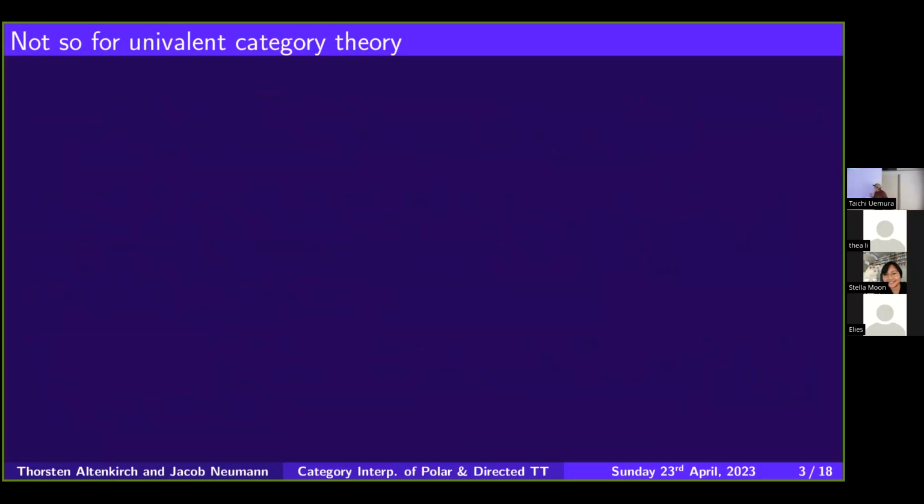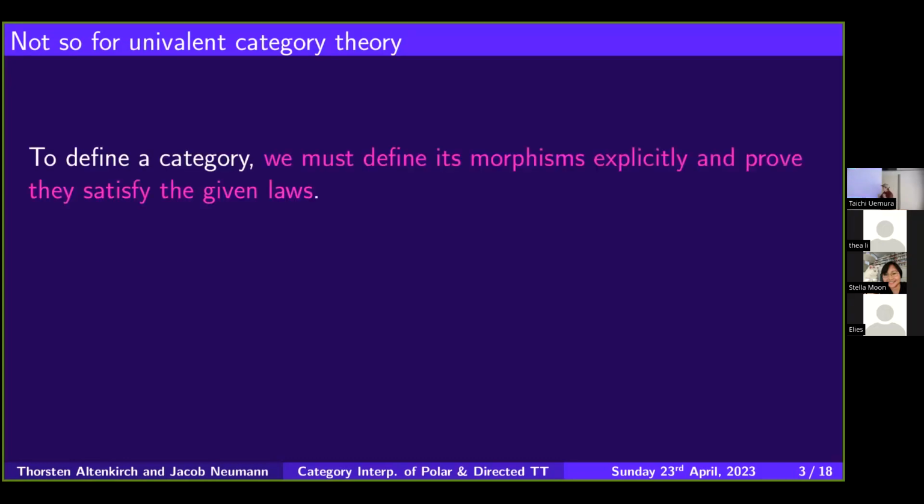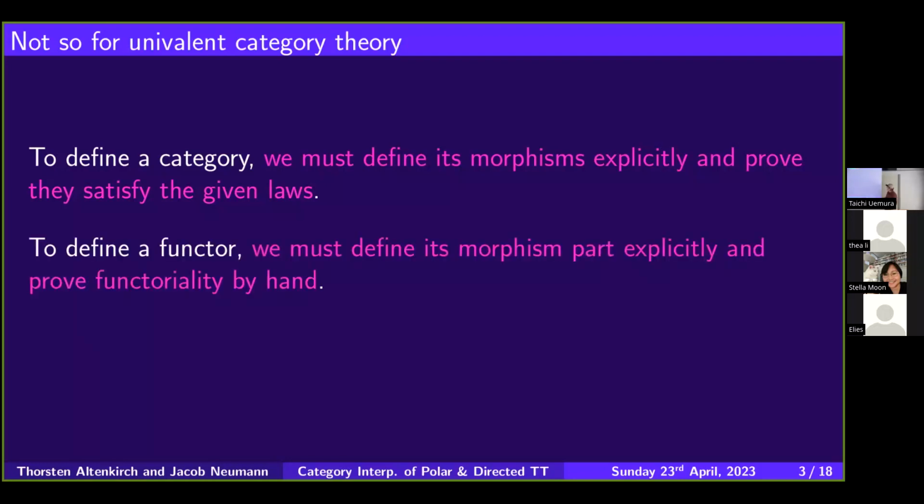On the other hand, the category theory side is nowhere near as convenient, let me say. If I want to define a category in univalent mathematics, which a number of speakers, particularly yesterday, talked about, then we have to do that by hand. We have to say what the objects are, what the morphisms are, and check all the category theory laws by hand. If you want to define a functor between these categories, then we have to define its morphism part explicitly, and then check functoriality by hand.